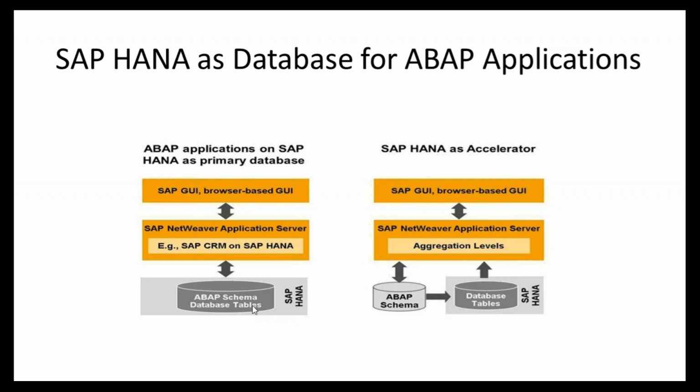As I was telling you, the schema based database tables are something we can build from the HANA Studio. And with ABAP schema based database tables, we are going to build the aggregation levels, and then show the data in the GUI. Here we have CRM on SAP HANA, so various technologies can work upon it. But let us once again focus on these things from the ABAP perspective.